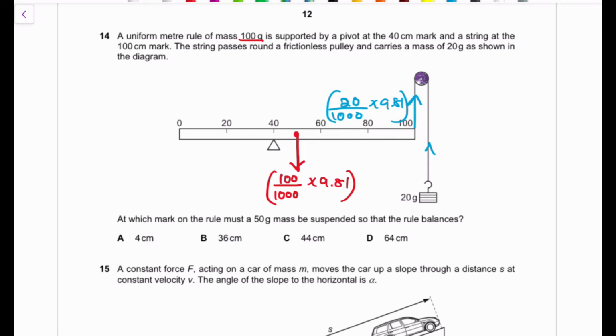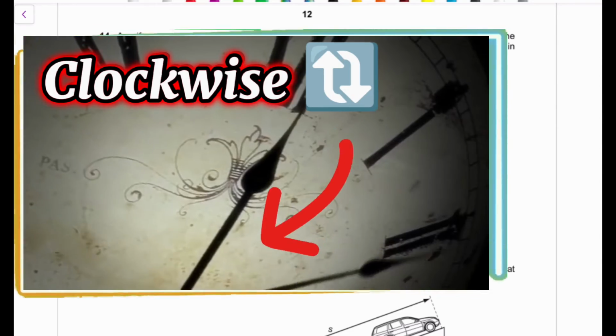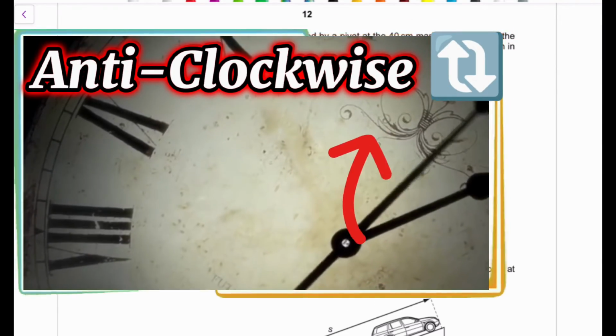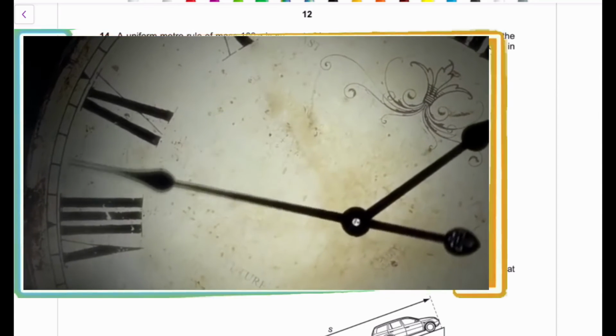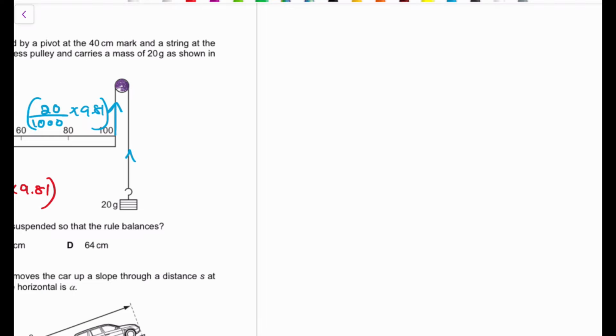So we have two forces, one clockwise, one anti-clockwise. If you have seen a clock, as a clock moves in that direction, that's clockwise, but if it moves in the opposite direction, that's anti-clockwise. So you're following the clock or you're opposing the clock. So the summation of the clockwise forces must be equal to the summation of the anti-clockwise forces.